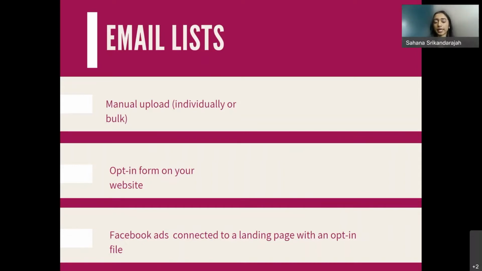And then the third way is through Facebook ads. If you're creating any campaigns on Facebook where you are asking for people to sign up for an email, by connecting both Mailchimp and Facebook, you're able to collect those emails as well.